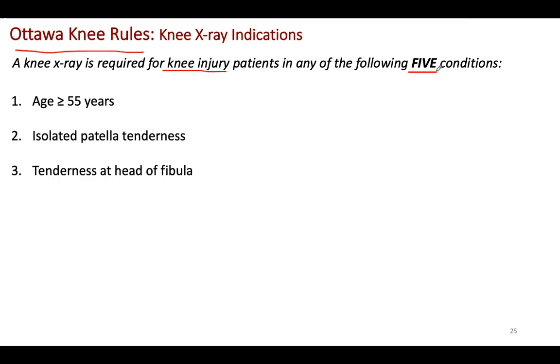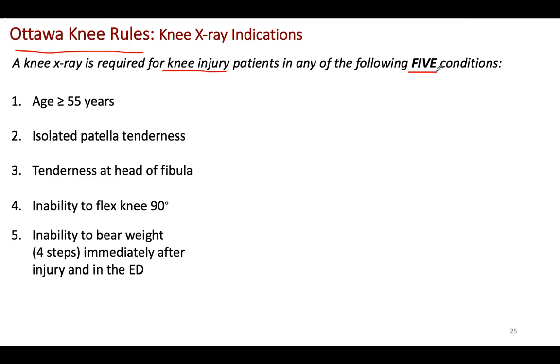Tenderness at the head of the fibula. Where is the head of the fibula? The upper outer aspect of the leg. This is where the head of the fibula is. Again, if there is tenderness at this point, it can be a fissure or fracture of the head of the fibula, order X-ray. Inability to flex the knee 90 degrees. So order X-ray.